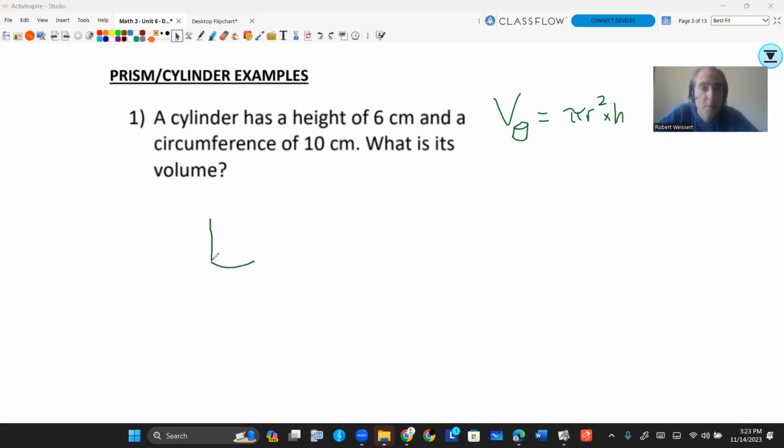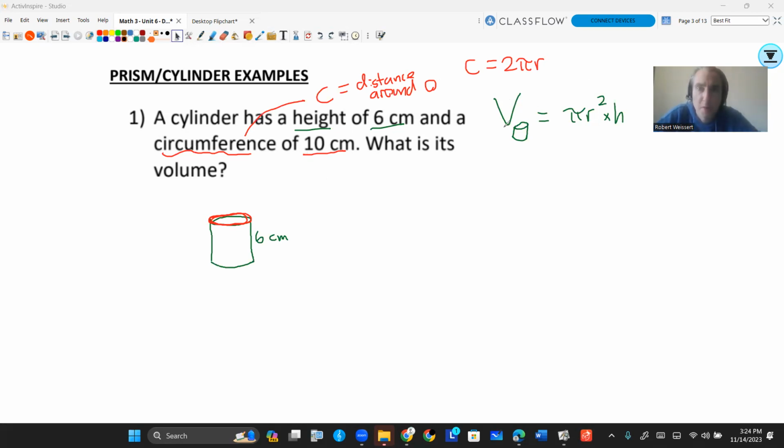You can draw a picture out if it helps you. I'm not the best at drawing these, but let's see if I can give it a whirl here. We know that we have a height of 6 centimeters. So I can write 6 centimeters along this length here, and it gives you the circumference of 10 centimeters. First of all, we have to know what the circumference is. In any circle, the circumference is the distance around the circle. To get that, you're going to use the circumference formula, which is 2 pi r, 2 times pi multiplied by the radius. So how do we solve for that?